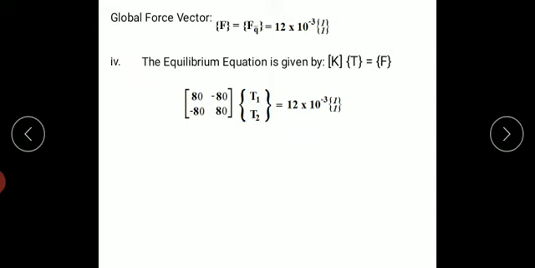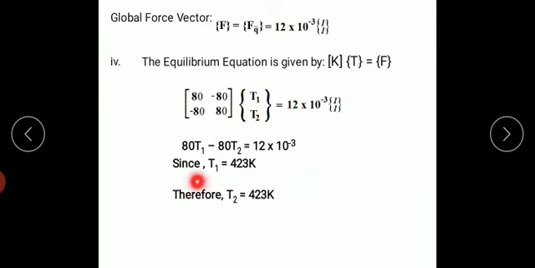So here we need not consider the first row and second row as we did in the composite wall. We can solve directly. You are not supposed to solve the total equation in the calculator. You have to consider only one equation, either the first or the second, both are the same here. So 80 T1 minus 80 T2 is equal to 12 into 10 raised to minus 3. Since T1 is known, 423 Kelvin, therefore T2 is also 423 Kelvin.